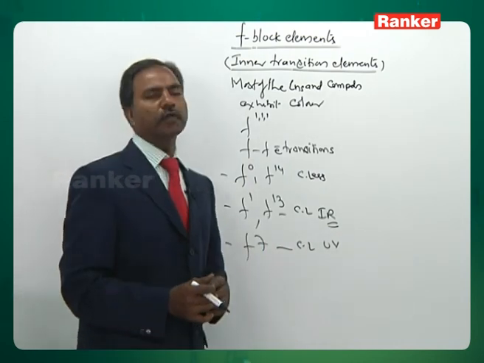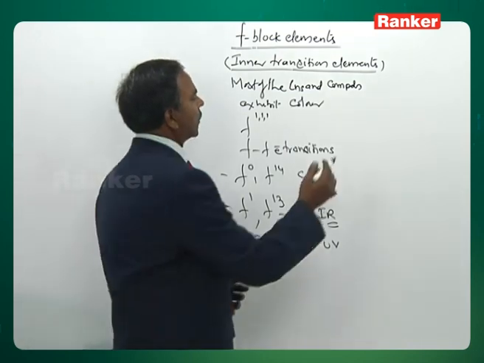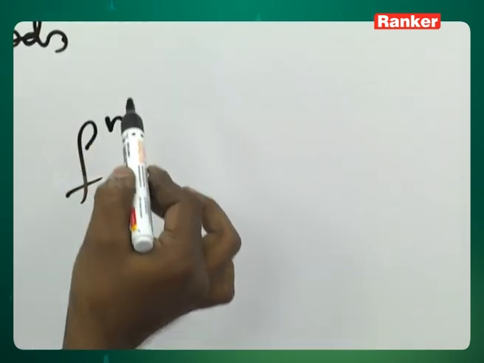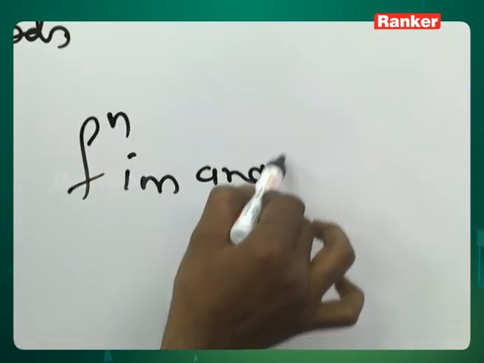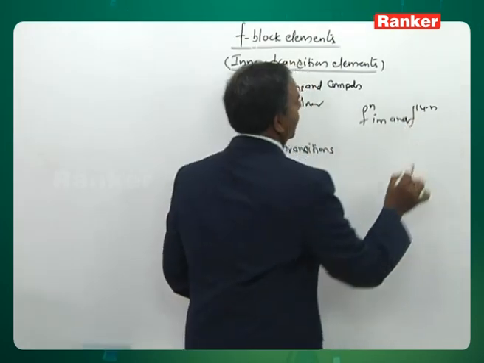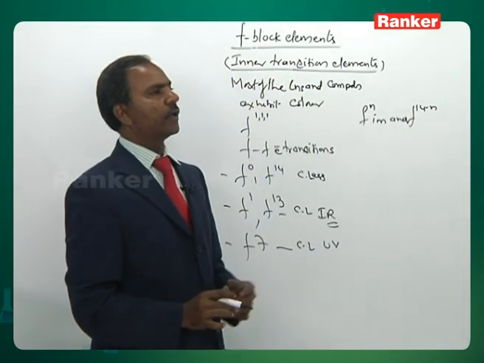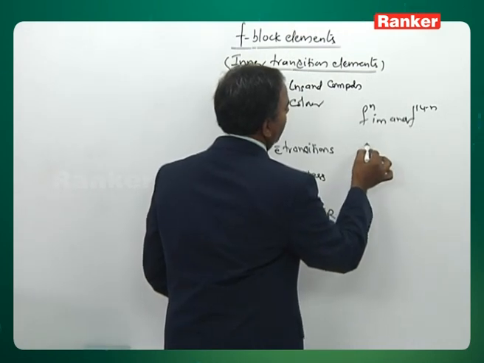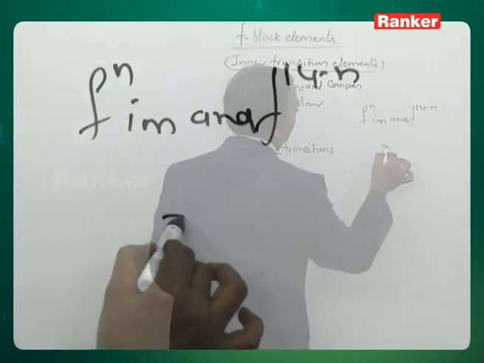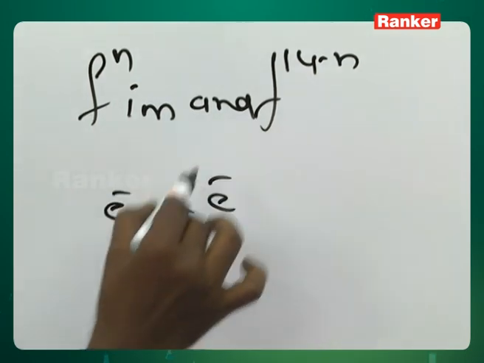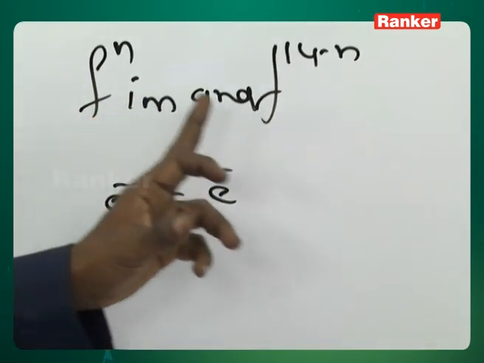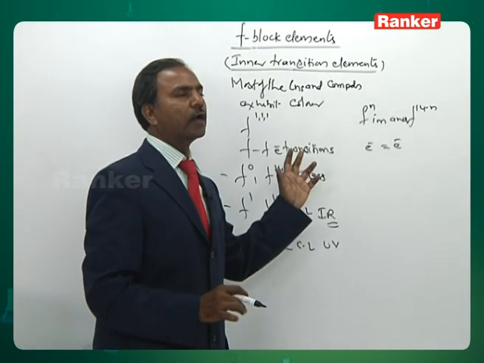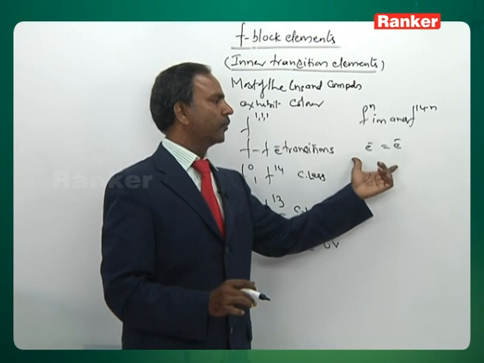Next, in the case of lanthanides, the fn ions and f14-n ions means, now you consider the lanthanide ions which are carrying the same number of unpaired electrons. The lanthanide ion pairs which carry the same number of unpaired electrons are found to have more or less the same color.